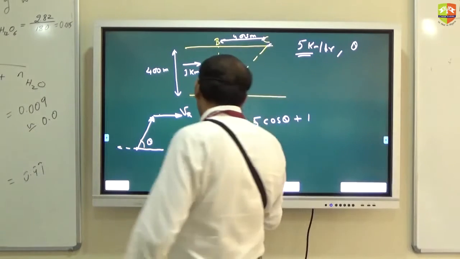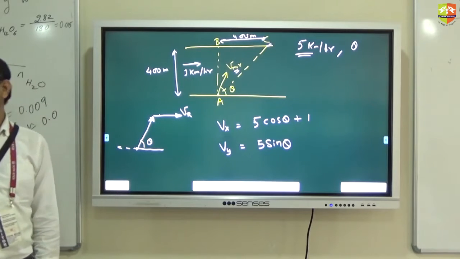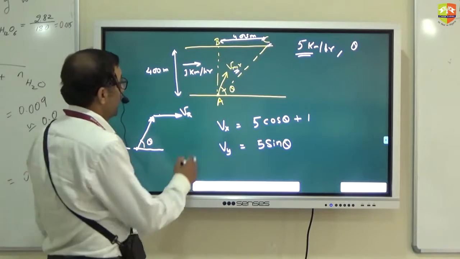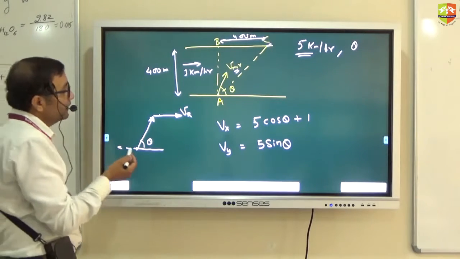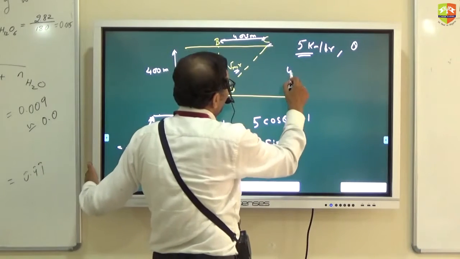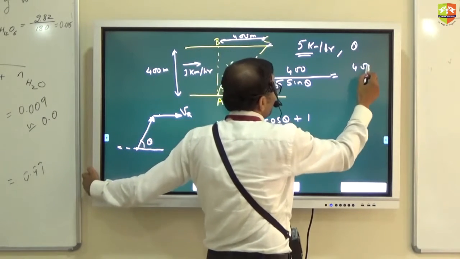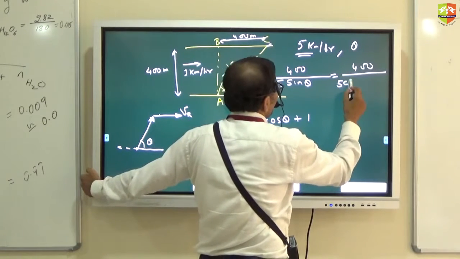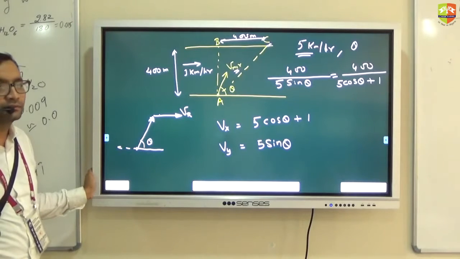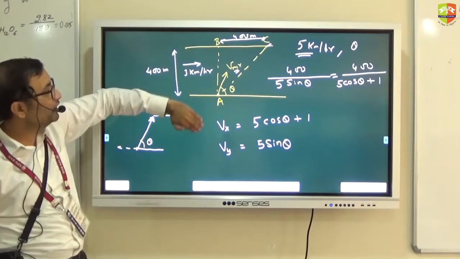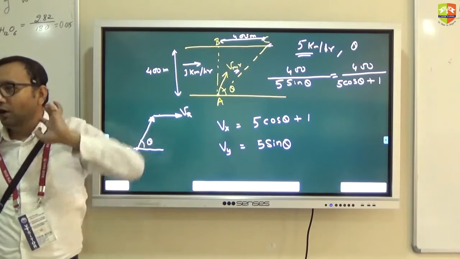Understood? Now total velocity along y direction is how much? 5 sin theta. Clear? Now I know displacement along y axis and x axis. Time taken should be same. So time taken, if I consider y axis, is 400 distance divided by velocity, 5 sin theta. This should be equal to 400 divided by 5 cos theta plus 1. Understood this? Time taken to go for a displacement of 400 in this direction is same as displacement in that direction. Then only it will reach there. Getting it? All of you?